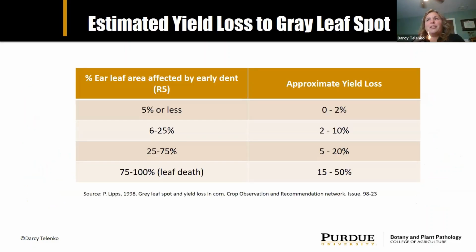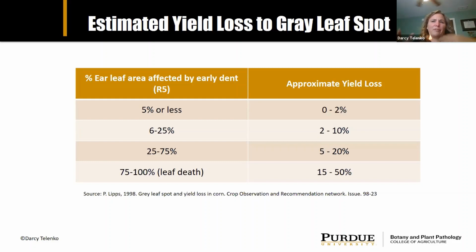So work has been done on gray leaf spot, looking at this back in the late 90s, where they looked at how much of that ear leaf by R5 was infected by gray leaf spot. If we're able to keep that ear leaf relatively clean, say 5% leaf disease, then we can see very little yield loss occur. But as we continue to lose that ear leaf to disease, if we lose a quarter of that leaf to disease, then we might see up to 10% yield loss occur.